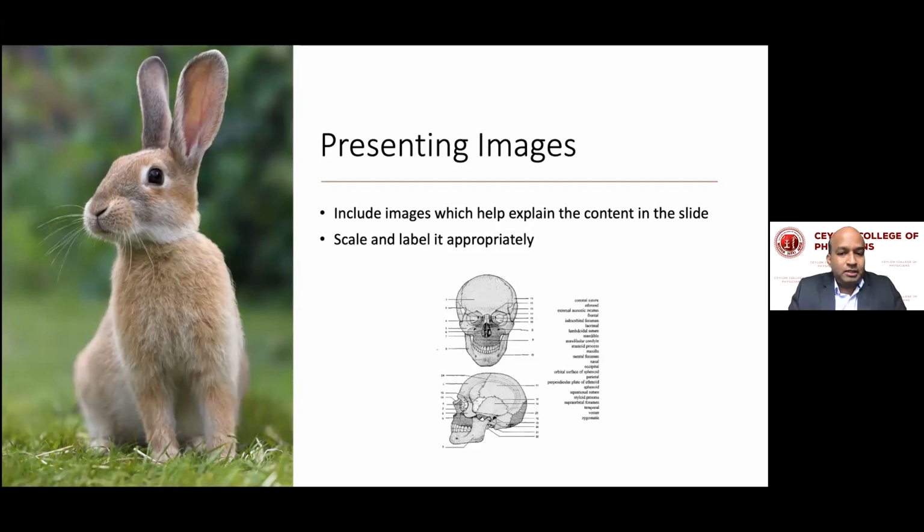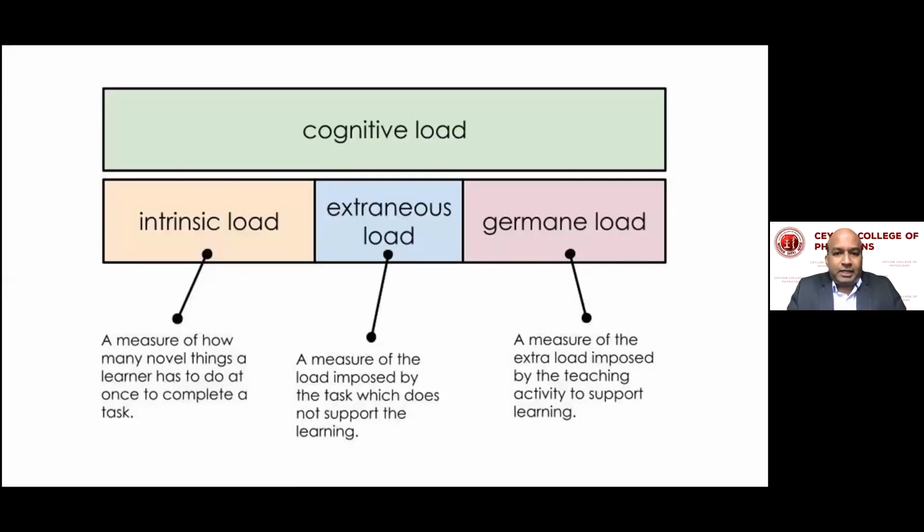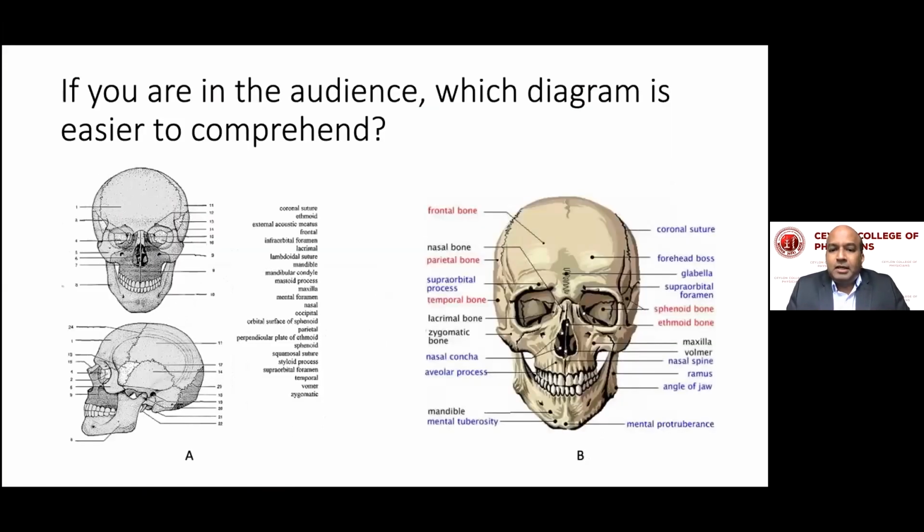And also, the images that you present need to be scaled and labeled appropriately. Now, this is a little bit of an explanation of the cognitive load, as I said: intrinsic, extraneous, and germane. The one you should minimize is the extraneous load. That is the information that you're giving which is not really helpful for you to convey your message. That is additional. So that actually should not take up the cognitive load or the memory of a person in the audience.